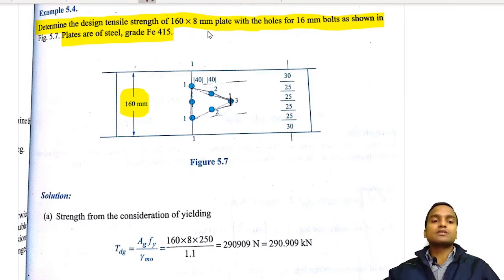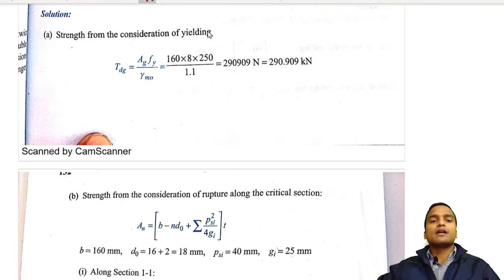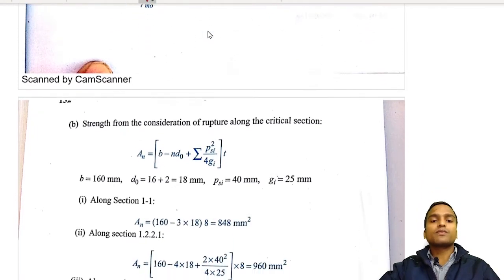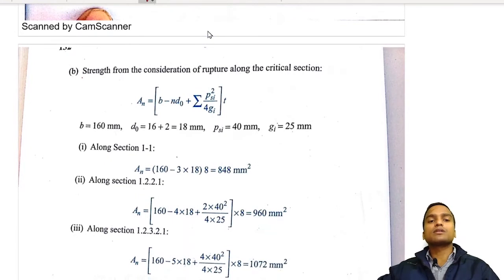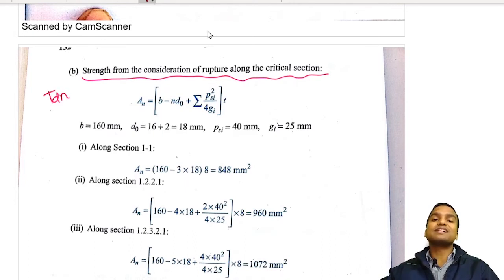So if we calculate the strength from yielding of gross section, TDG is here 160 into 8 is the gross area. Okay, and this value comes out to be 290 kilonewton, and strength from the consideration of rupture along the critical sections. Okay, now we have to calculate TDN. So for that we have to calculate the value of net sectional areas in different critical situations. Okay, so whichever situation will give us the minimum strength, that we will choose, because the pattern of bolting is here staggered. So the formula of net sectional area will be used here like this.